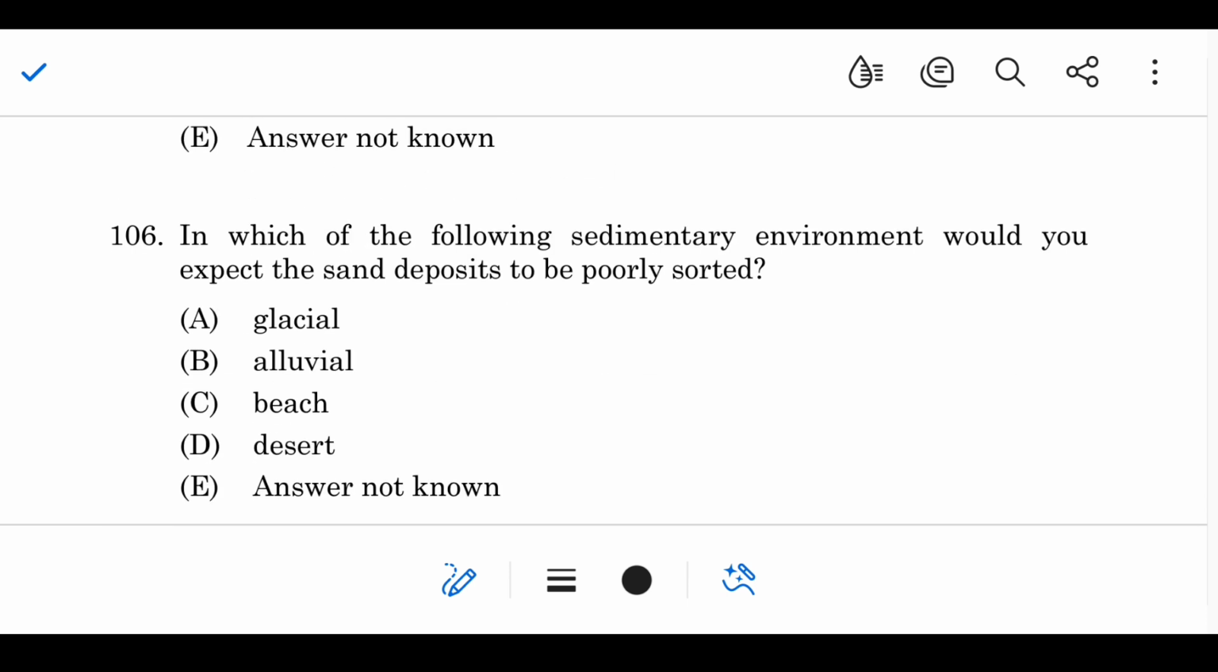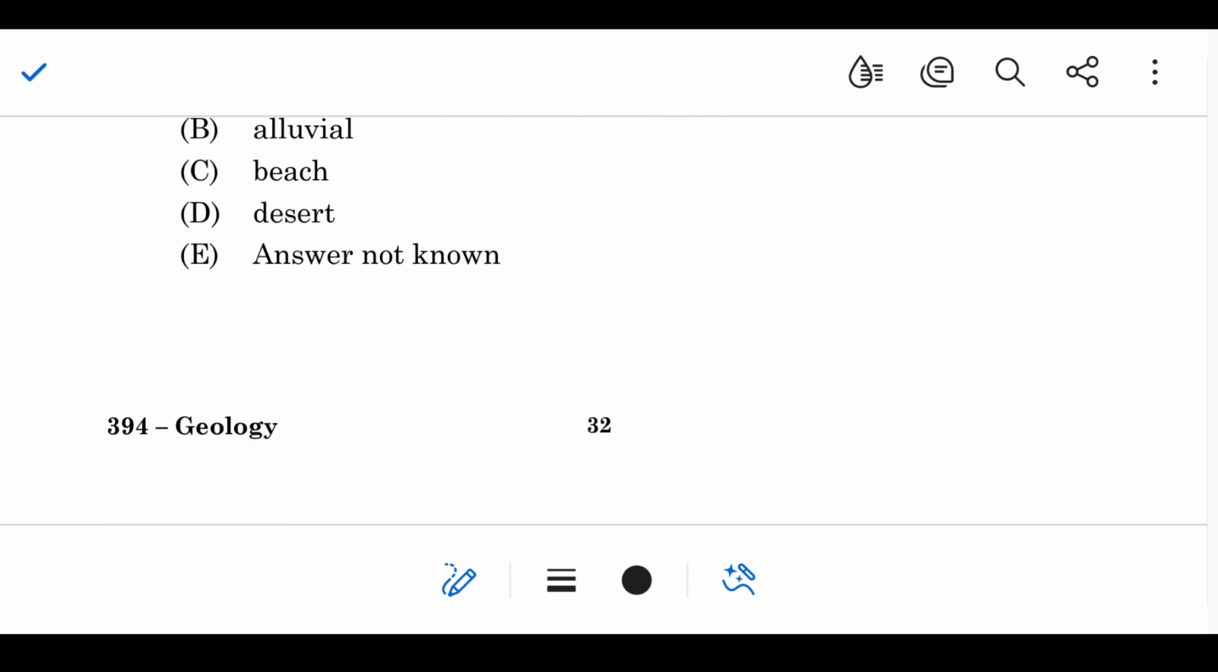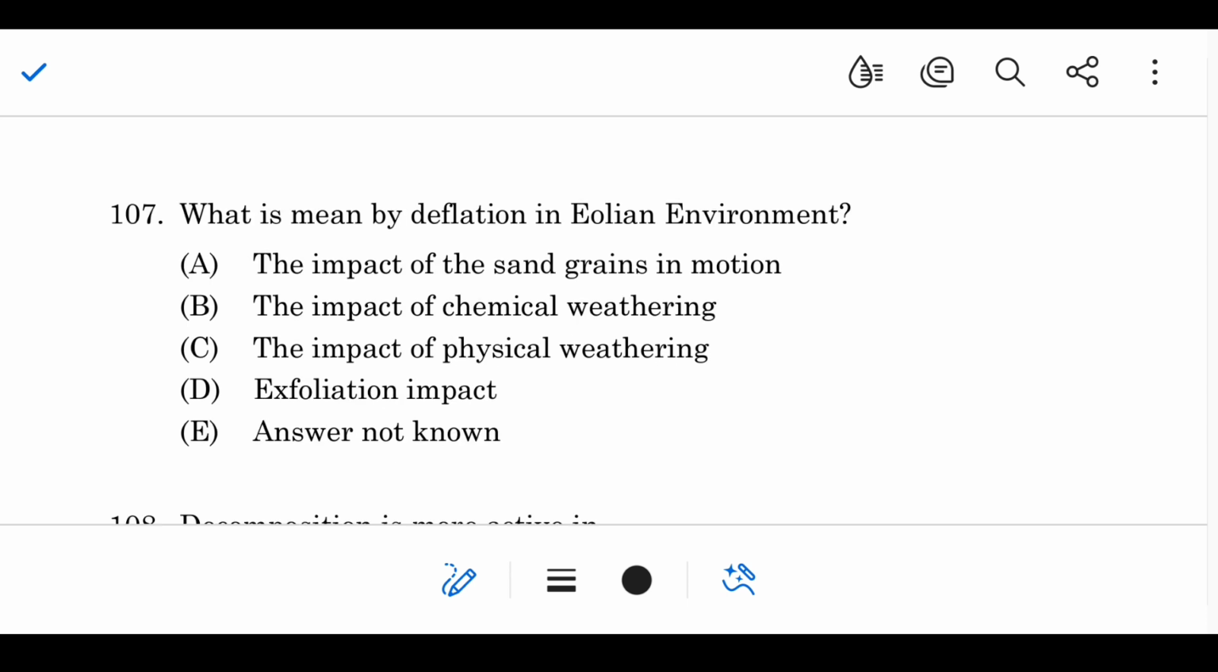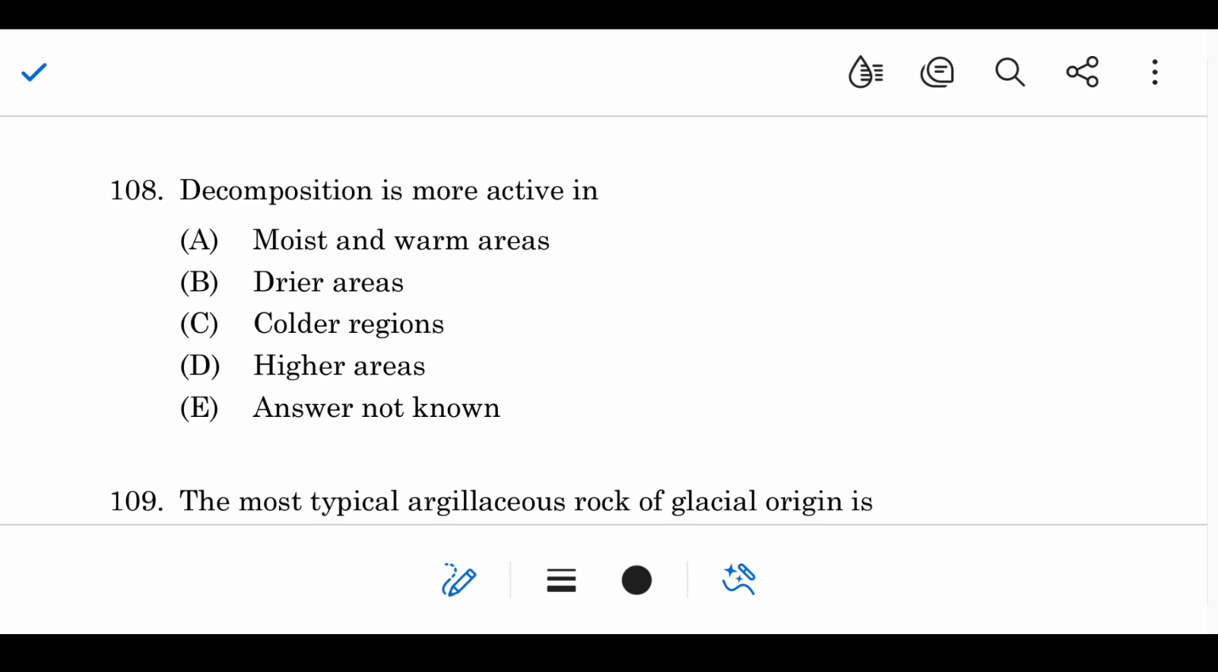In which of the following sedimentary environments would you expect the sand deposit to be poorly sorted? We all know glacial is the poorly sorted one. It is carried with most angular fragments by ice wash. What is meant by deflation in aeolian environment? It is impact on sand grain in motion. Deflation is not chemical, not physical weathering. Decomposition is more active in moist and warm areas.